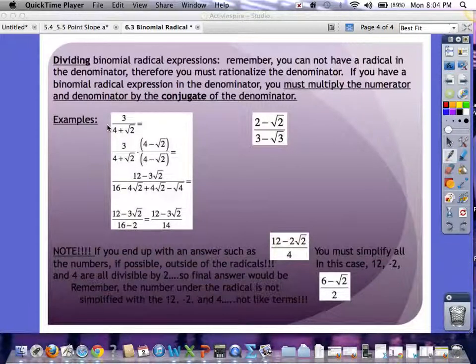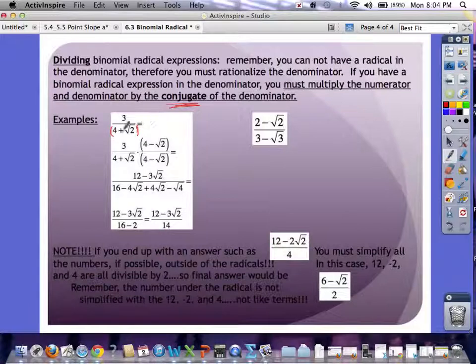If you have a binomial radical expression in the denominator, so it's a binomial in the denominator, you must multiply the numerator and denominator by the conjugate we just learned about of the denominator. Okay, so looking at this example, 3 divided by 4 plus the square root of 2. We must multiply in order to get rid of this mess, because this is really a group. You cannot break them up.